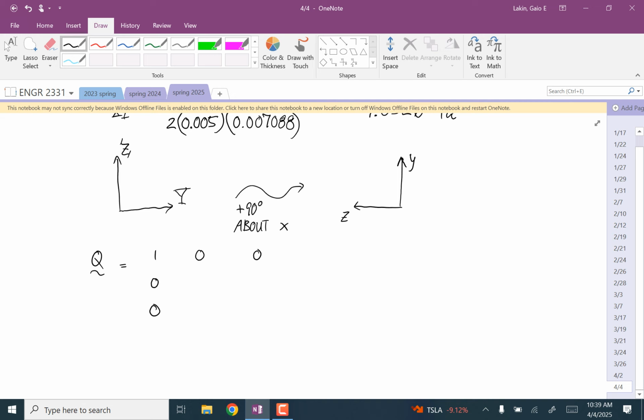What's the cosine of 90 degrees? 0. Sine of 90 degrees is 1. Okay, so negative 1, 0. So there's your Q matrix.